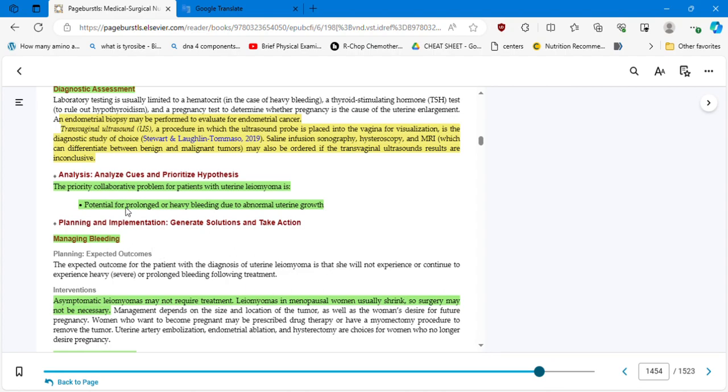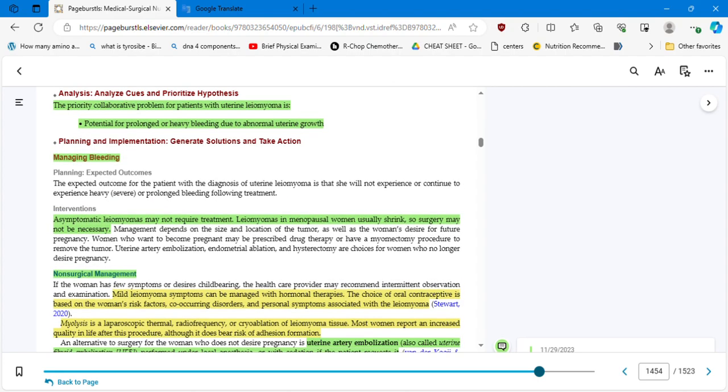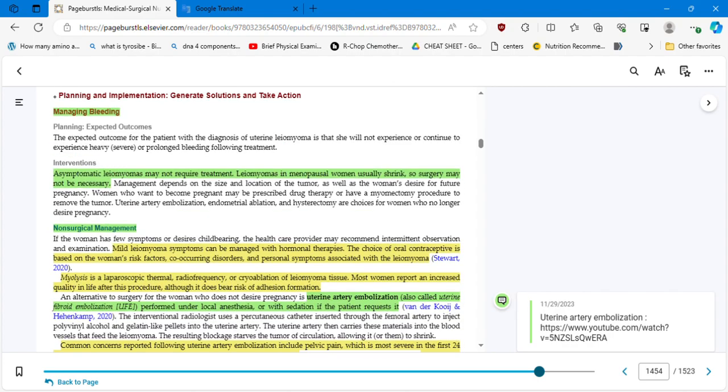The priority collaborative problem for patients with uterine leiomyoma is potential for prolonged or heavy bleeding due to abnormal uterine growth. Okay, so how are we going to manage the bleeding? Interventions. Asymptomatic leiomyomas may not require treatment. Leiomyomas in menopausal women usually shrink, so surgery may not be necessary.